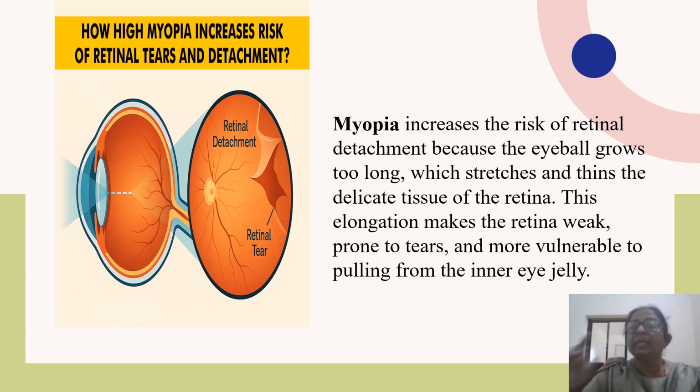So we will see how high myopia or nearsightedness increases the risk of retinal tears and retinal detachment. Myopia increases the risk of retinal detachment because the eyeball grows too long. It stretches and pinches the delicate tissue of the retina. This elongation makes the retina weak, prone to tears, and more vulnerable to pulling from the inner eye jelly.